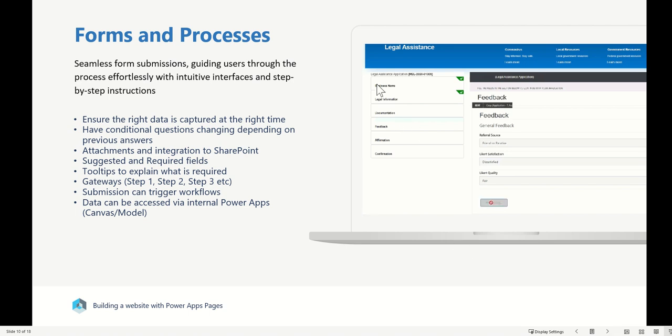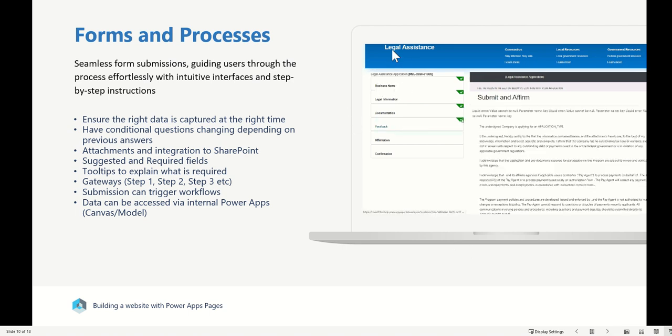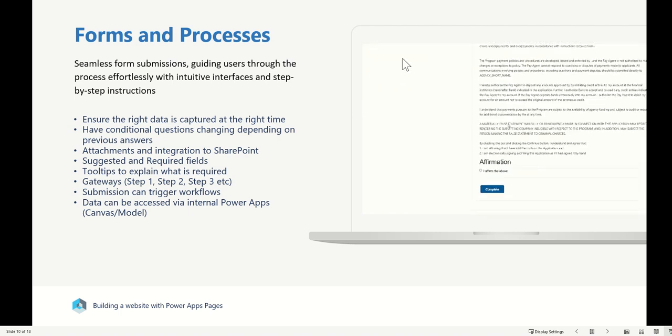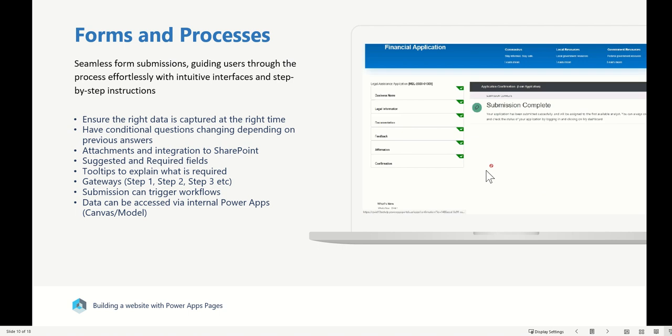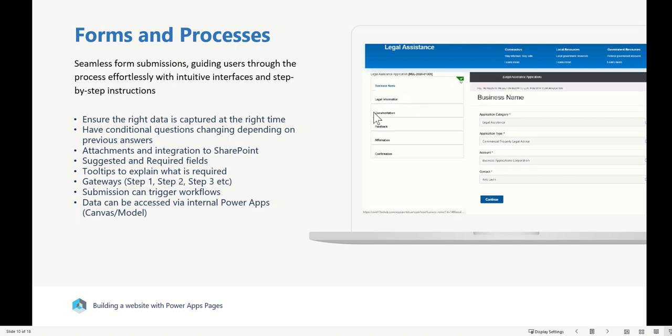So we can see we've got the business name. Say, for example, this is someone submitting a form for legal assistance. There are certain things that we want people to fill out and make sure we've captured and agreed to, and we've got these all in different gates and stages. So we know we've definitely captured the business name, the legal information, the documentation we need from them, any feedback and things like that, and their final confirmation.